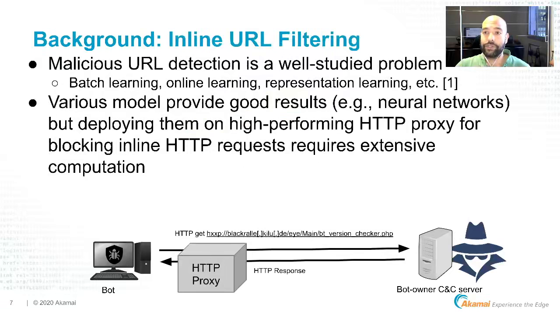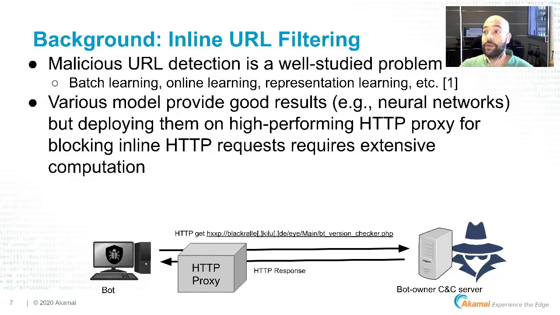So with this question in mind, we're considering how can we detect and identify that this URL is indeed a new URL used by SpyEye. One way of doing that is applying known systems of malicious URL detection using classifiers based on batch learning, online learning, and representation learning.